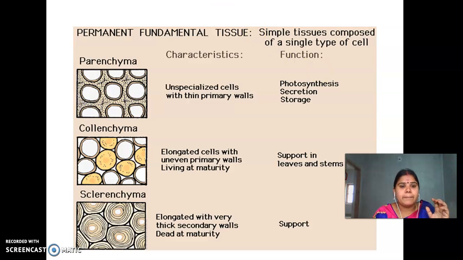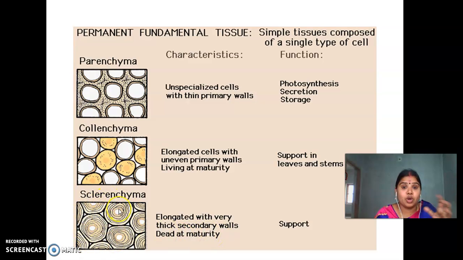This is permanent fundamental tissues, simple tissues composed of a single type of cell. What I explained in the previous three slides, I made into one slide. Here are the different characters. Parenchyma: unspecialized cell with primary walls. This is the diagram. Its functions are photosynthesis, secretion, and storage. Collenchyma: elongated cells with uneven primary walls, living at maturity, supporting the leaf system. Sclerenchyma: elongated with very thick secondary walls, dead at maturity.